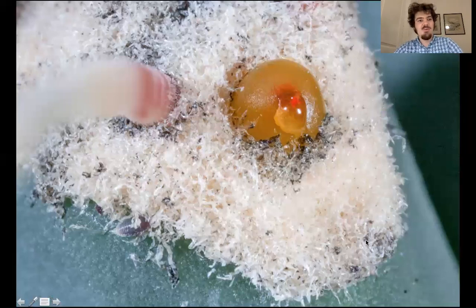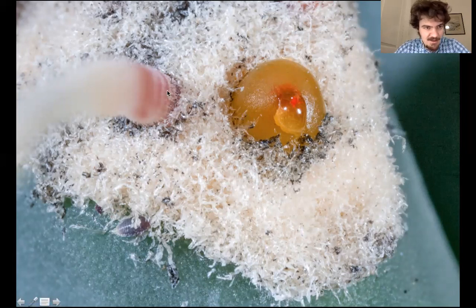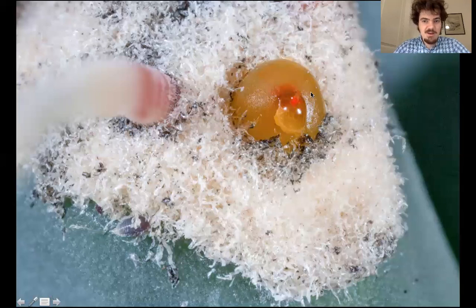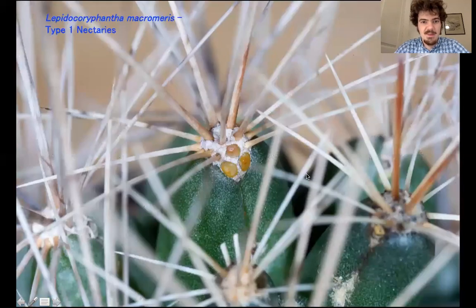This is what a type 1 nectary looks like. You can see it comes out of the areole right next to the spines. There's a spine right there. And it's just this little kind of club-shaped structure. Nectar builds up underneath the cuticle, and as soon as enough nectar has built up, it bursts through and starts to ooze.